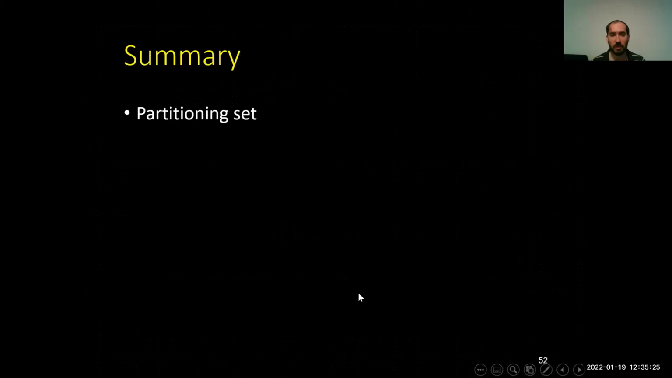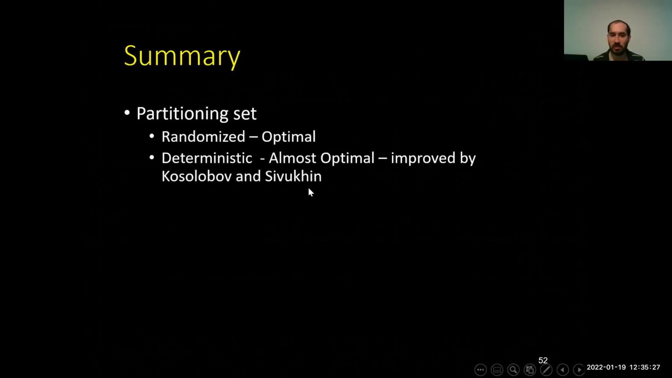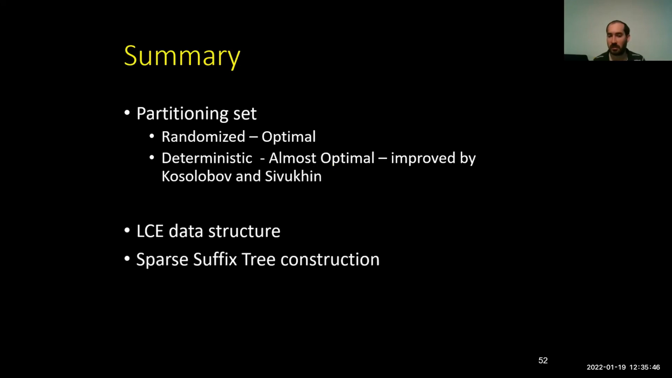So to summarize, we introduced the notion of a partitioning set. I don't talk about it now, but in the paper you can find the randomized construction, which is optimal, Las Vegas. And I talked about the deterministic construction with the improvement of Kosolobov and Sivukhin. And this is useful, as I said, to build an LCE data structure, as I explained, and also for sparse suffix array construction. And that's it.